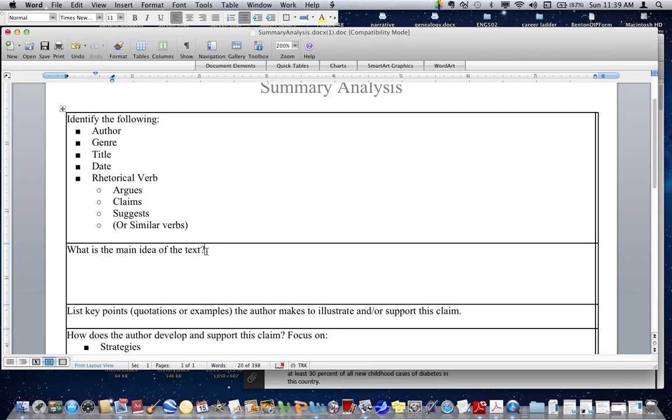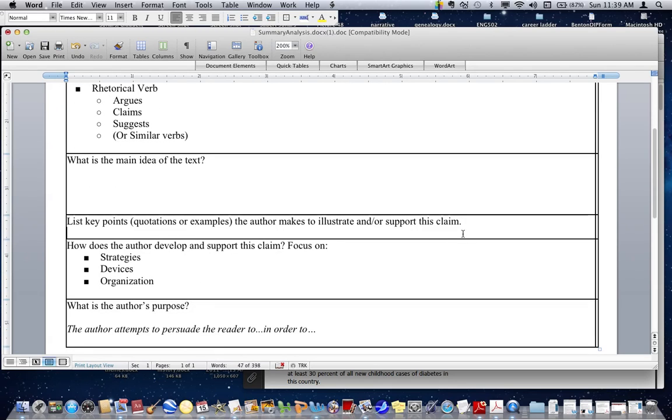Once you did that, then you were pulling the main idea of the text, and this main idea really just illustrates your understanding of the text. Did you fully comprehend what the text was truly about? Did you see what the main idea, the main message was? And by pulling that information out, you're being able to illustrate that to me. Then you're to list the key points that the author makes to support his or her claim, and that will just support your understanding of the main idea.